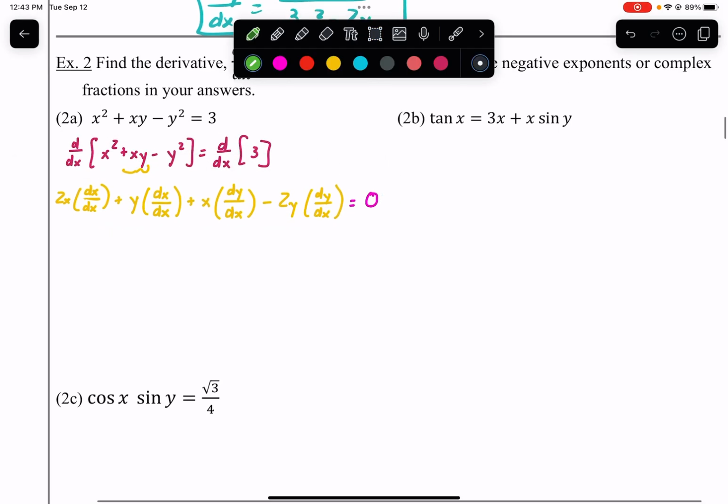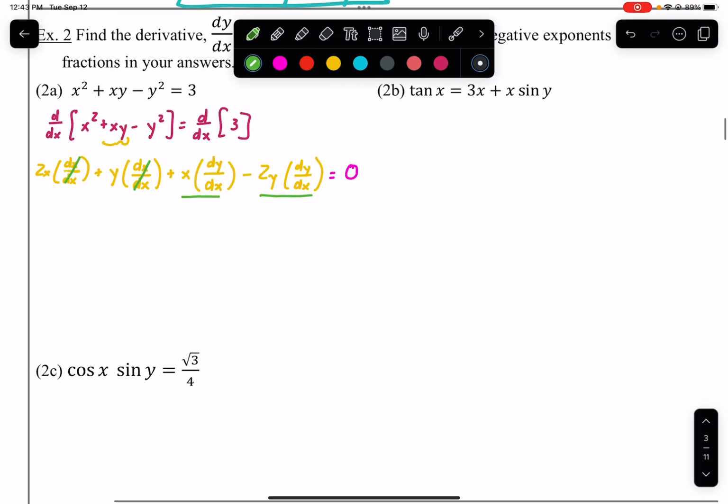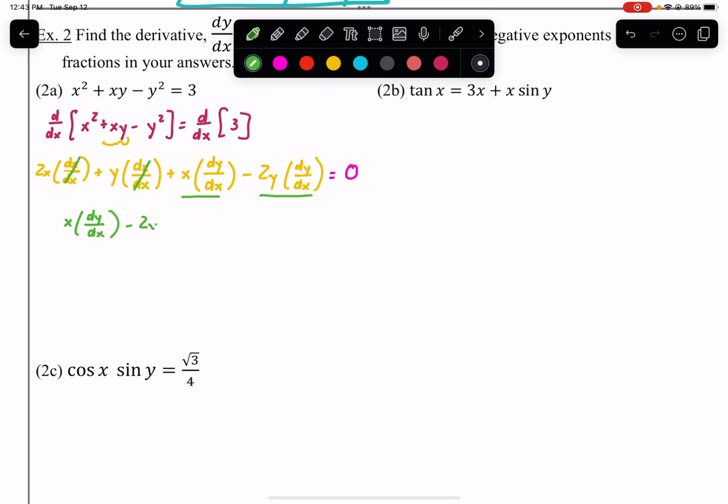So now I'm going to take that and I'm going to start to maneuver. This is equal to 1. So my concern is that I have 2 dy/dx's. So remember, I want all my dy/dx's on one side. So I'm going to have x dy/dx minus 2y dy/dx. The parentheses aren't necessary, but they help kind of define it. And now I'm going to subtract 2x and y to the other side. So I'm going to have minus 2x and minus y.